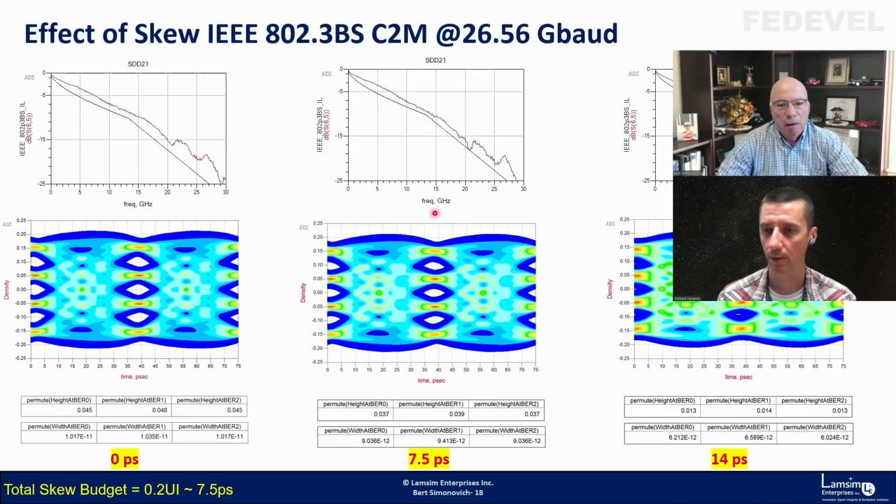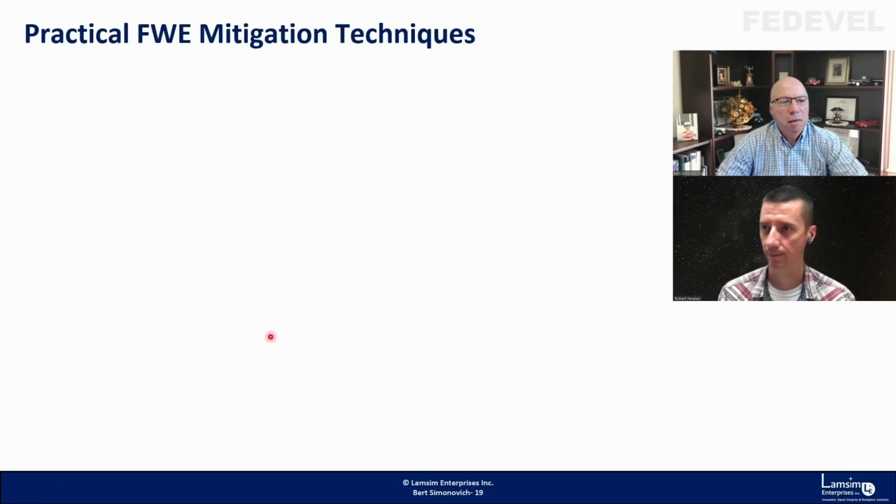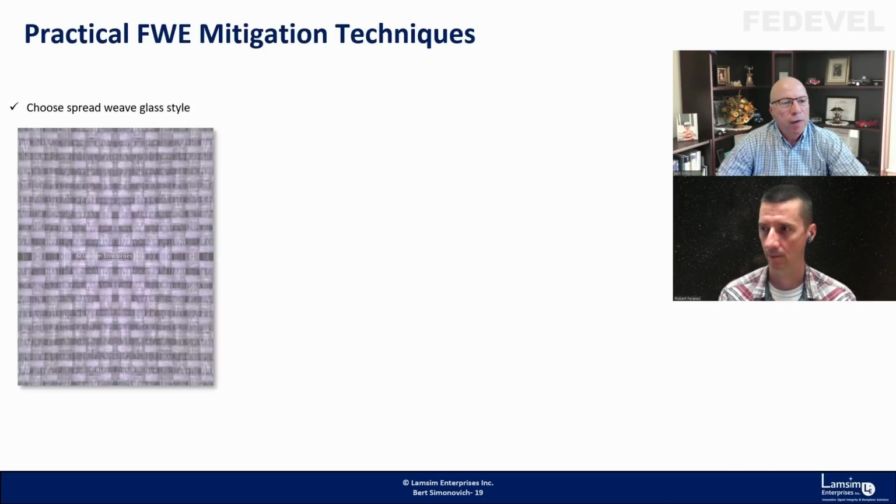So okay. What do you have on the next slide? Yeah. So that was there. So, mitigation techniques that people do for fiber weave effect. Well, the first thing is choose a spread weave glass style. Many of the high-end laminates that have low dielectric loss already come with spread glass weave, but it's always good to check with the laminate supplier what it is.